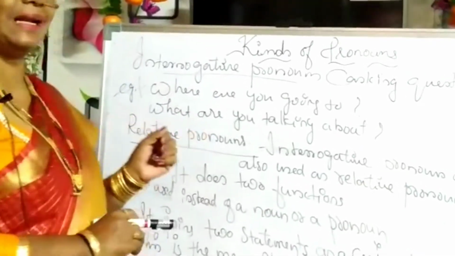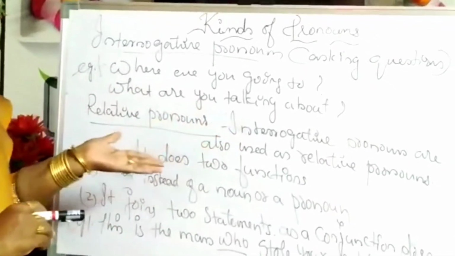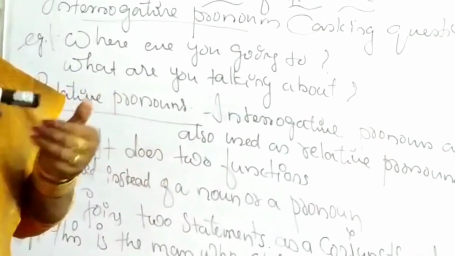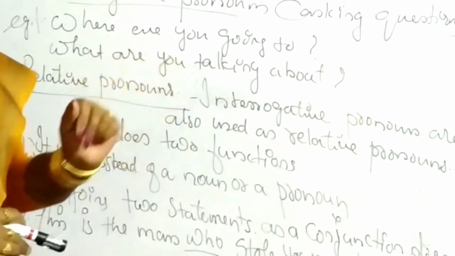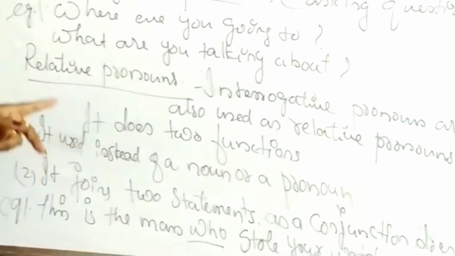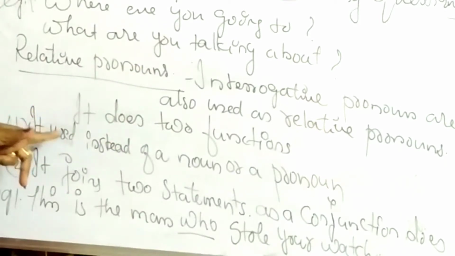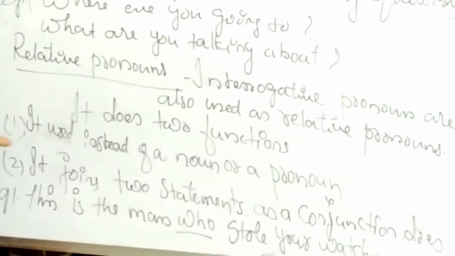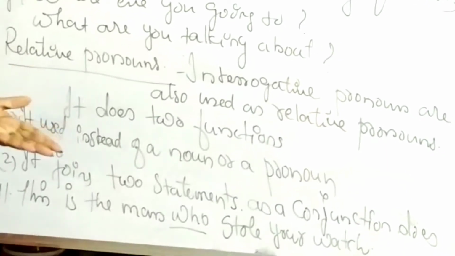Let us go through relative pronouns. Interrogative pronouns are also used as relative pronouns, but they are used in the middle of the sentence. For joining two sentences, we use interrogative pronouns in a relative sense. Relative pronouns do two functions. It is used instead of a noun or a pronoun. Then it joins two statements as a conjunction also.